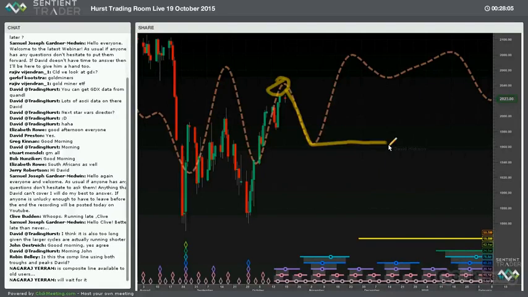So this seems to indicate that we're looking at a drop of about 70 points, from 2040 down to 1960. But the specific price level is not actually important, and the reason for that is because the composite model line is actually a floating line.